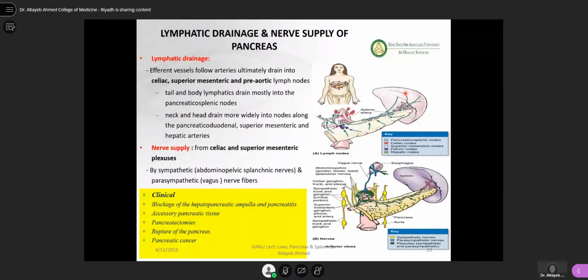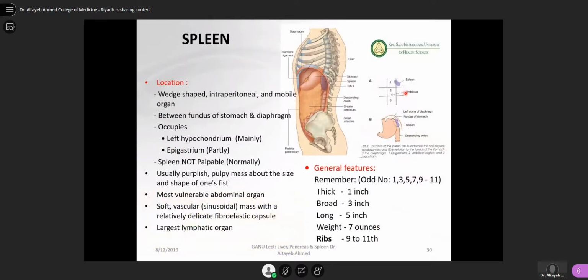The pancreas receives celiac and superior mesenteric plexuses, and here you mainly affect the blood vessels, because as you know, the endocrine component is affected by the glucose level, and the exocrine by the contents of the duodenum. Okay. We have the spleen.